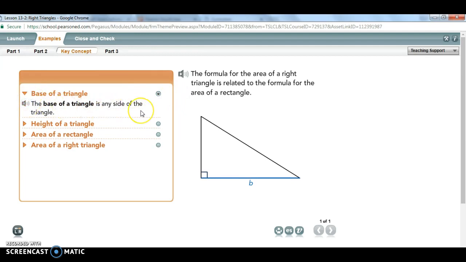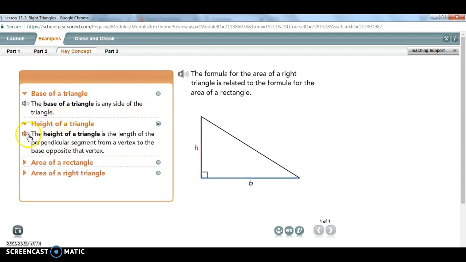The base of a triangle is any side of the triangle. The height of a triangle is the length of the perpendicular segment from a vertex to the base opposite that vertex. So perpendicular means it's that 90-degree angle. And remember, our vertex or vertices are your corners of your shape.